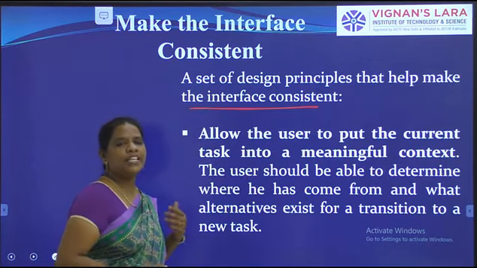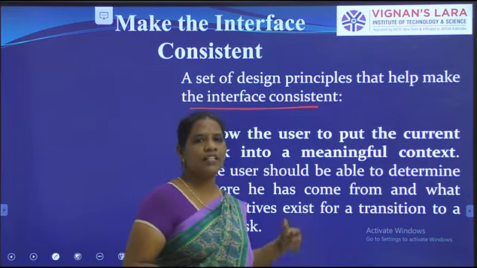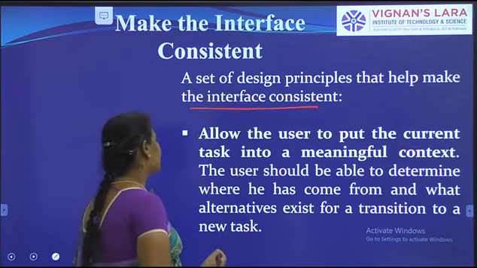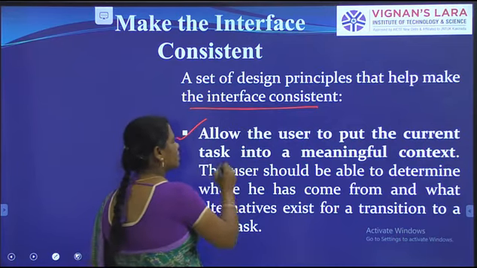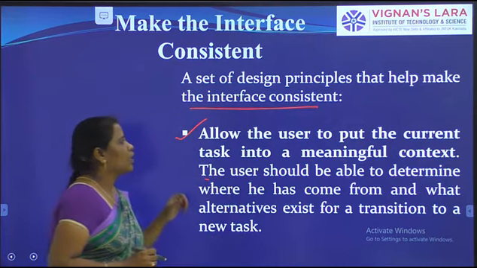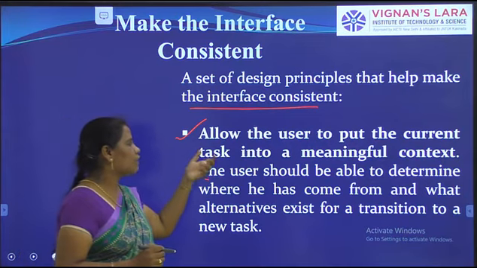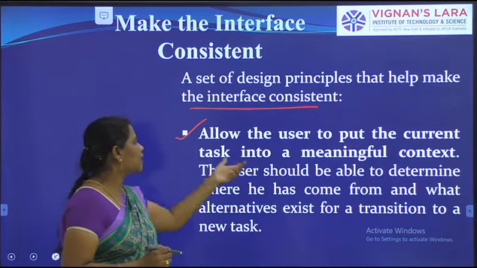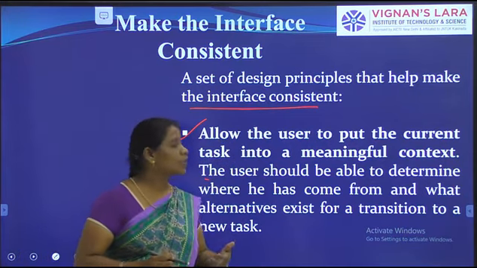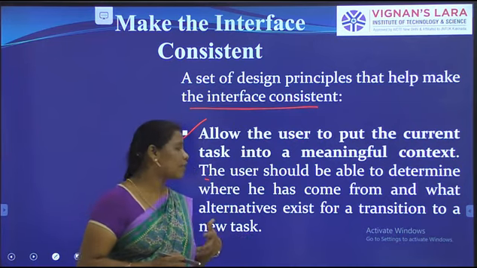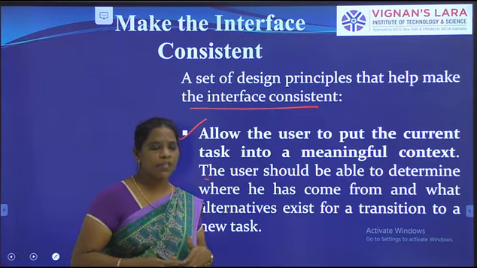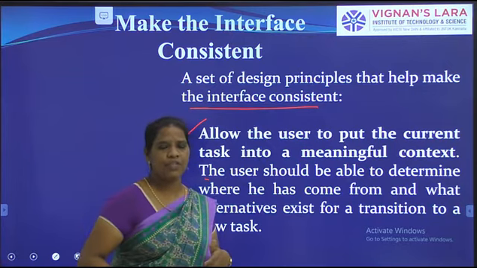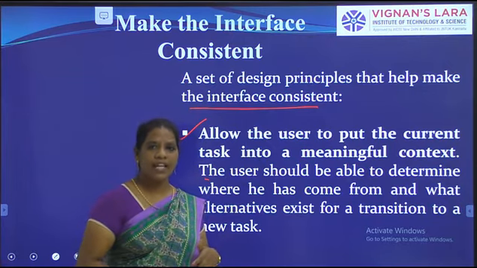So in order to make the interface more consistent, there is the same set of rules. What are those? Let us go through. The first one is: allow the user to put the current task into a meaningful context. Whatever the context is, the user should be able to determine where he was coming from, from where to where he was navigating.